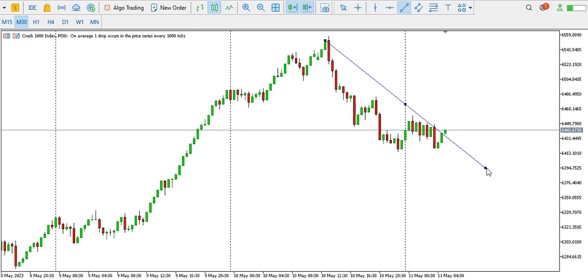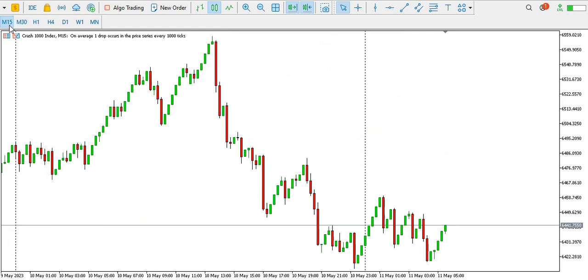Okay, based on this trend line, you can see price is trying to break the trend line. Price is trying to break that trend line, so it looks bullish to me on the 15 minutes time frame, Crash 1000 index.